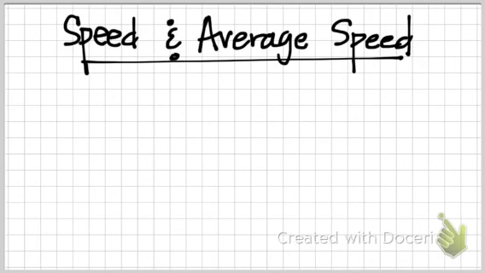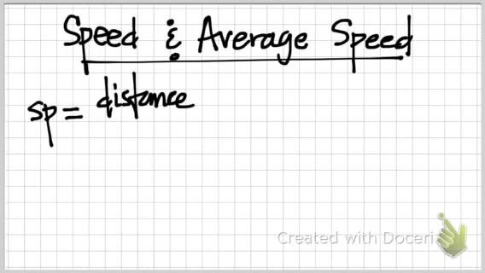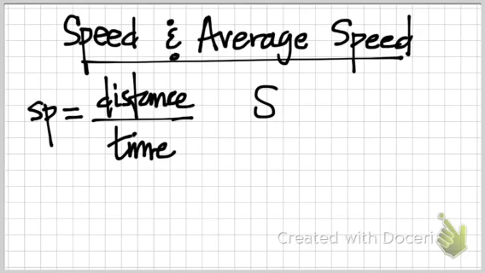Tonight I'm going to put together some videos on speed and average speed, and then in a little while I'll put up one for velocity. But for speed and average speed, there are a couple of things that you need to remember. For speed, again, the formula is going to be speed equals distance divided by time. And it is a scalar, which means that it's just a number, not a direction.